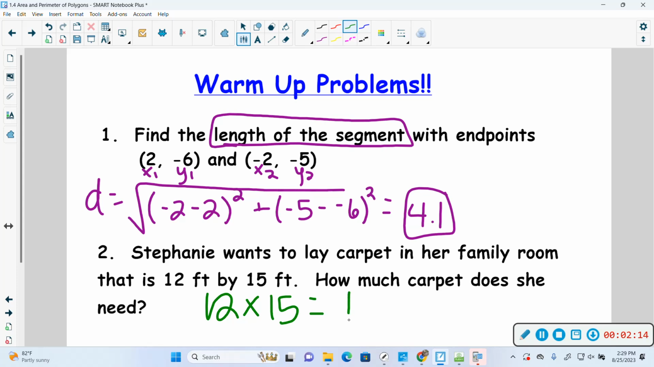180. I'm going to get fancy on this one and throw on a label. Since it's area, that would be feet squared. Good. So I am going to label our area answers today, feet squared, etc. Obviously, we don't need that for our perimeter.